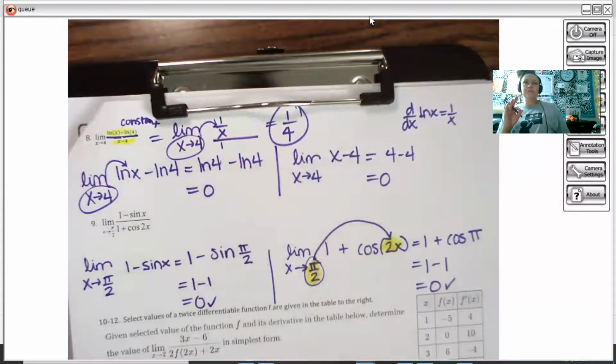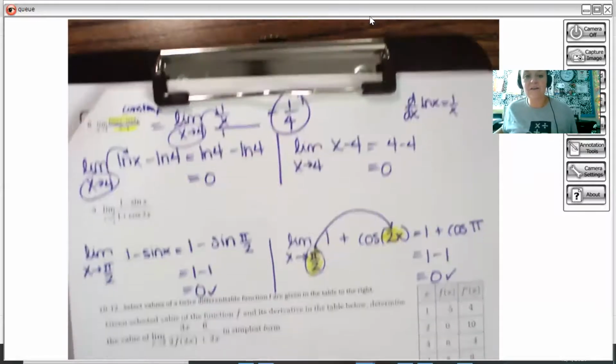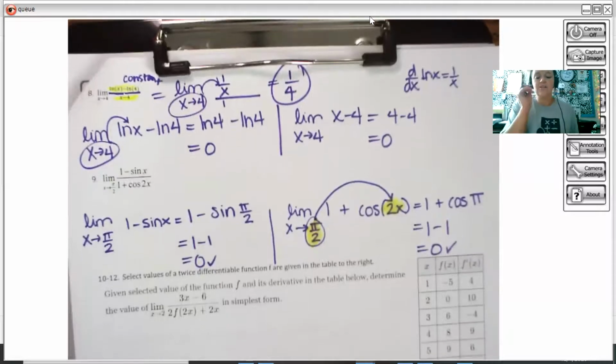And now remember too, just because L'Hopital's rule applies, it doesn't mean it's going to fix it. It just means that it'll tell you if it exists or not. So if you get 0 over a number, that means it equals 0. It exists if you get a number, but if you get a number over 0, remember that means it does not exist.